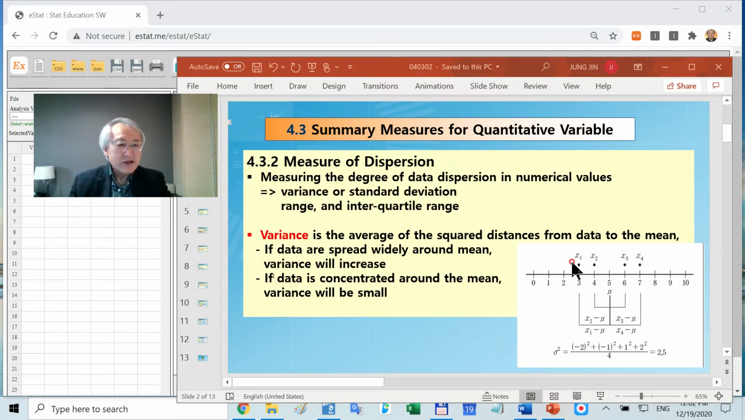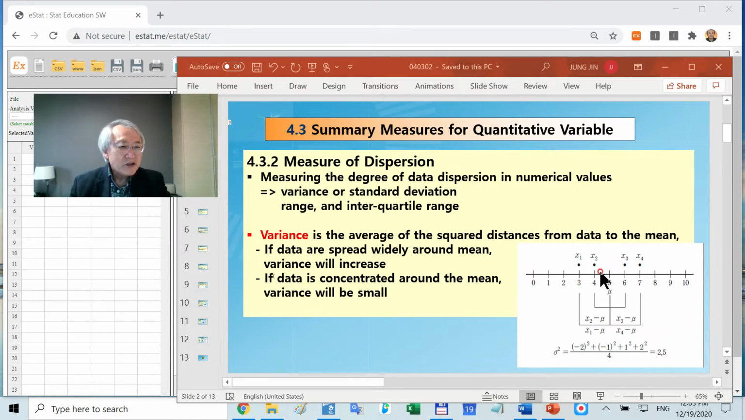What is variance? Suppose you have 4 data: 3, 4, 6, 7. Therefore the mean is located here. We want to calculate the distance from data to mean. From x1 is 3, 3 minus 5 is negative 2. Since it has a negative number, we'd like to have some positive number to check the variation. Therefore, we square them.